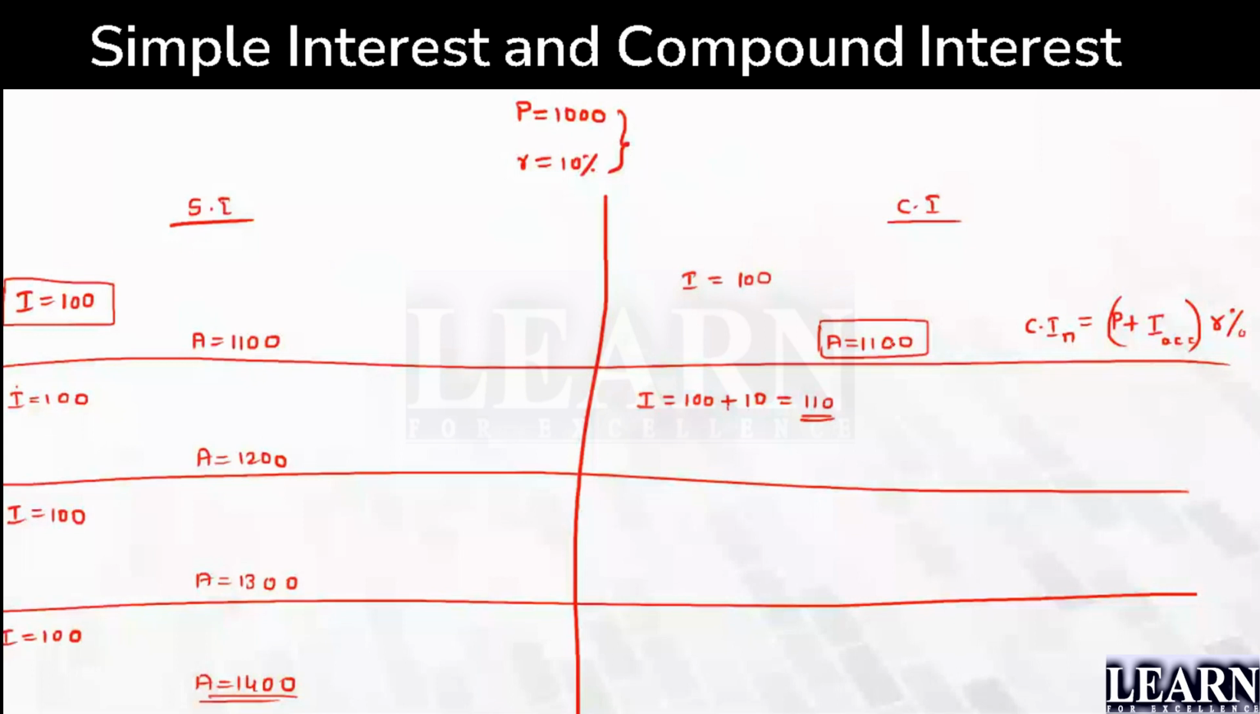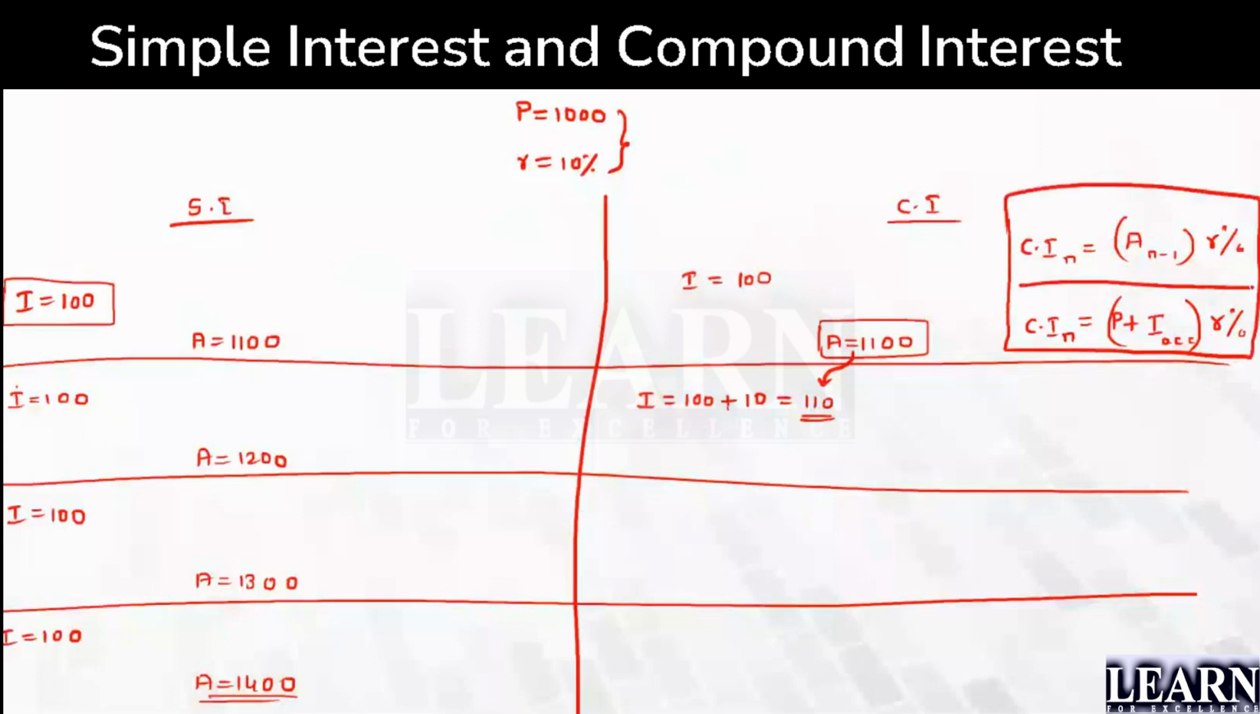Or else what you can do is, look here, instead of taking out this accumulated interest, you can directly take out the interest of this amount also. Interest of this amount is nothing but 10% of 1100, and you will get 110. I can take it as: compound interest of the nth year is nothing but take the amount of the (n minus 1)th year and take the percentage of it. So you will get it in this way. This formula can be used to calculate the interest of any particular nth year, provided the previous interest or the previous amount is known.